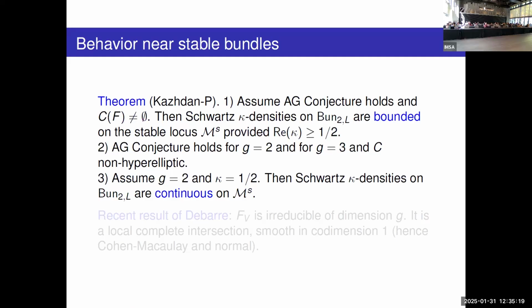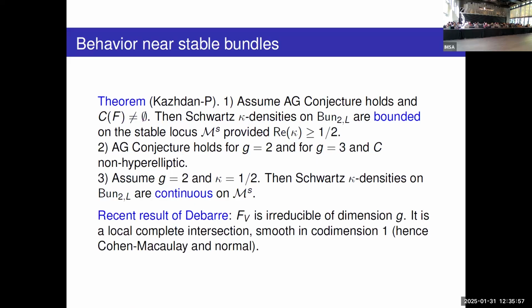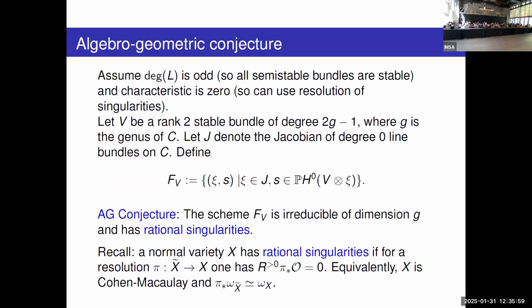So when you consider this integral over orbits, on the very stable bundles you get a locally constant function, and when you look at what happens in the stable locus, at least we know that you get bounded functions. And actually, we can check the conjecture for genus 2 and for genus 3, assuming a non-hyperelliptic curve. And in the case of genus 2 and half equals exactly 1/2, we can prove that an even stronger condition holds, that we get continuous functions on the stable locus. Back to the conjecture, yeah.